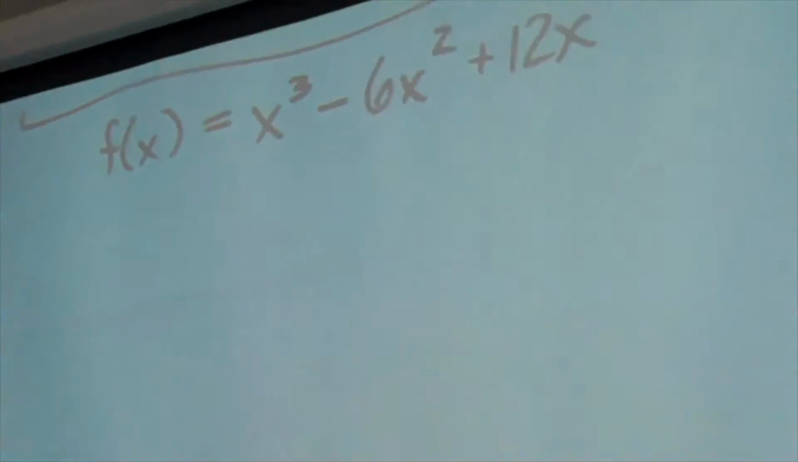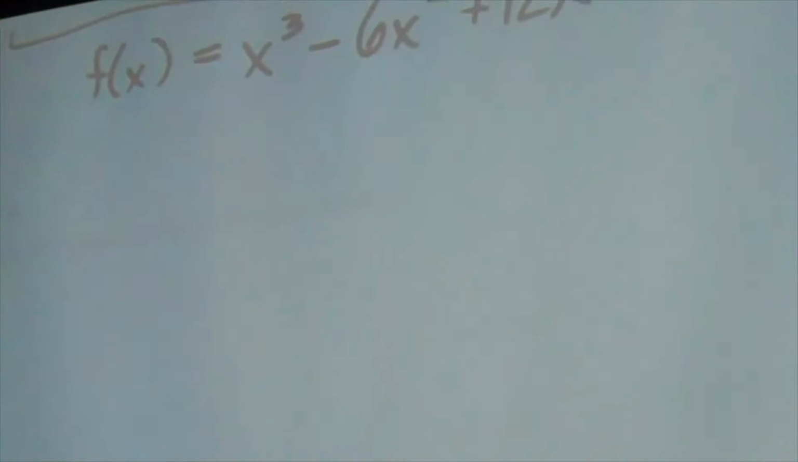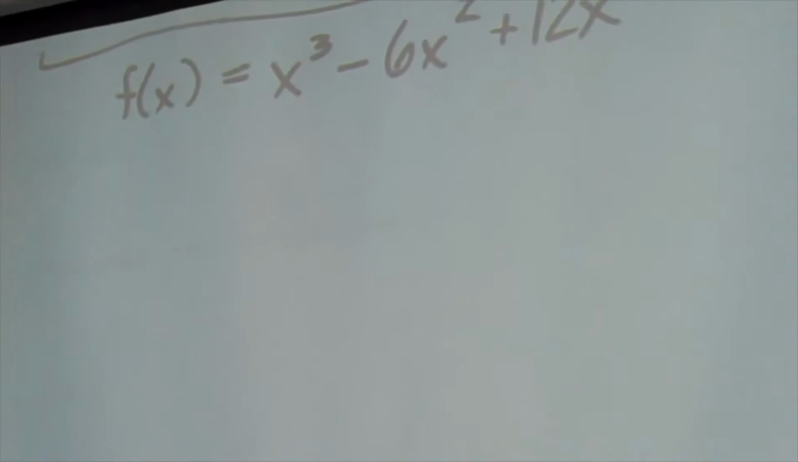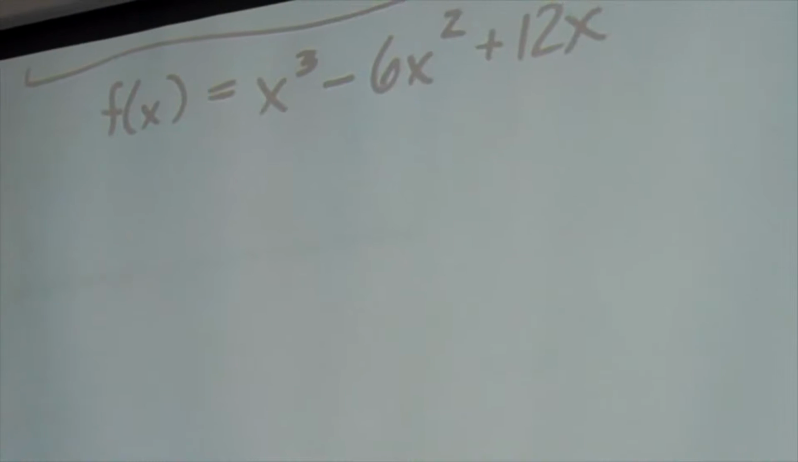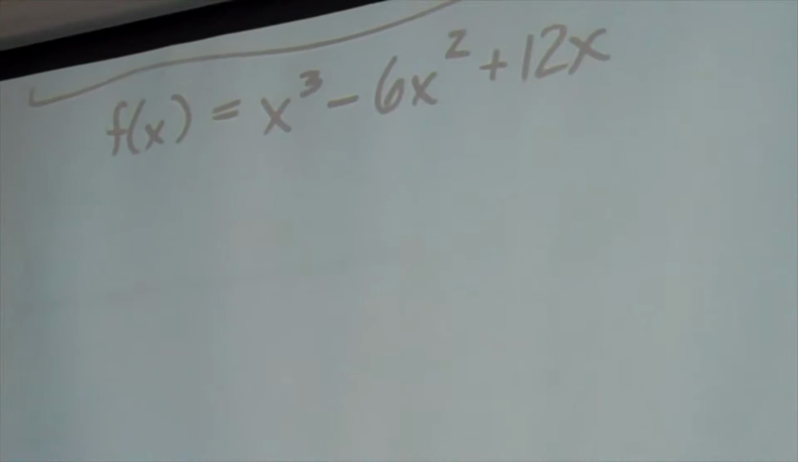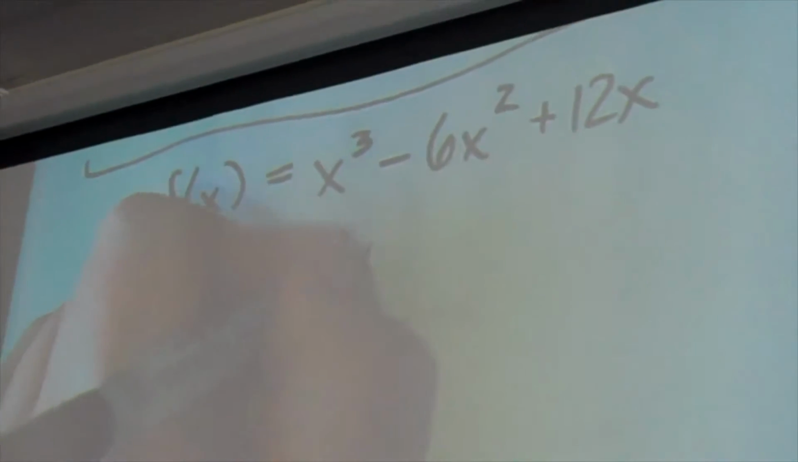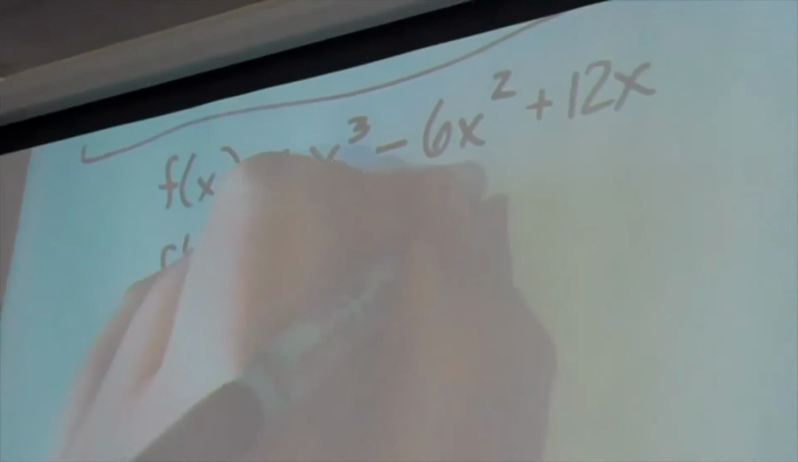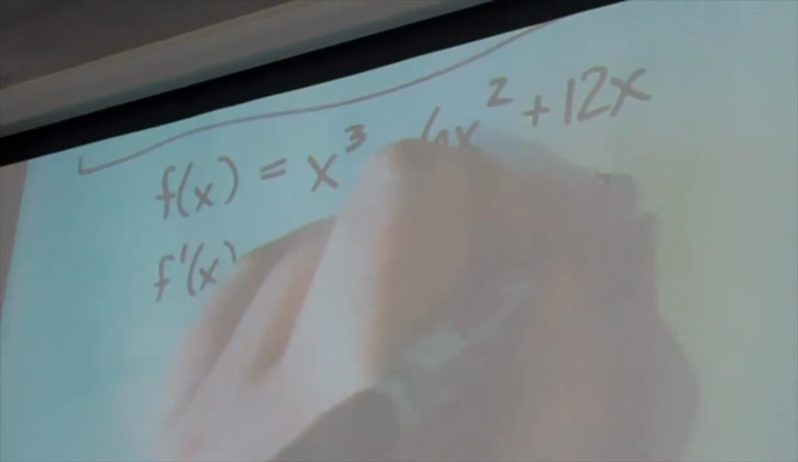Is this function strictly monotonic? Justify your answer. Using calculus, determine if this function is strictly monotonic. Meaning don't just draw a picture. I want you to use some calculus. If all else fails, take the derivative and set it equal to 0, right? 3x squared minus 12x plus 12.